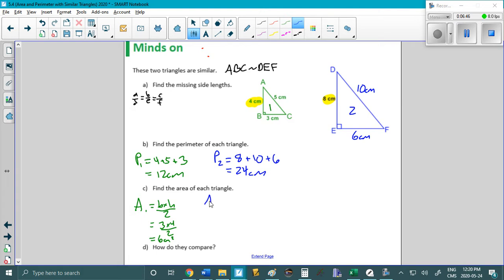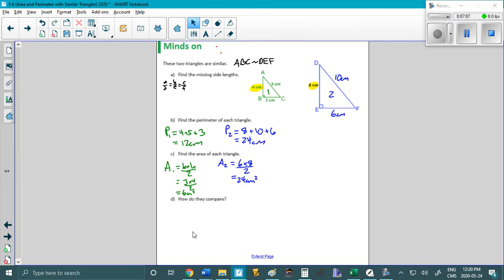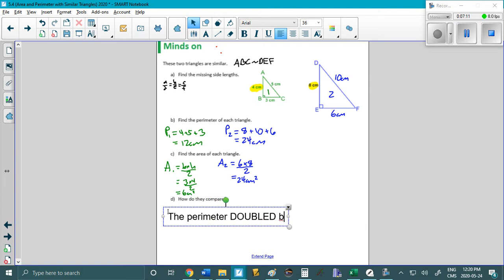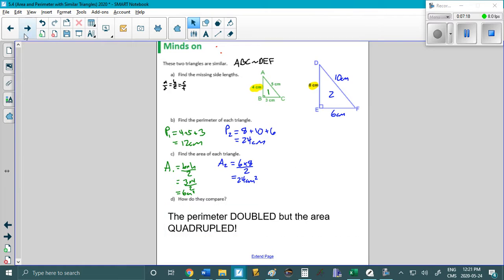And now let's do A2. Well, A2 is double the size, so it should probably just be 12, right? Let's check just to make sure. Base times height divided by 2 is going to be 48 divided by 2 is 24. What? So the perimeter doubled, but the area quadrupled. Well, that's surprising. What is going on? Well, let's keep going.